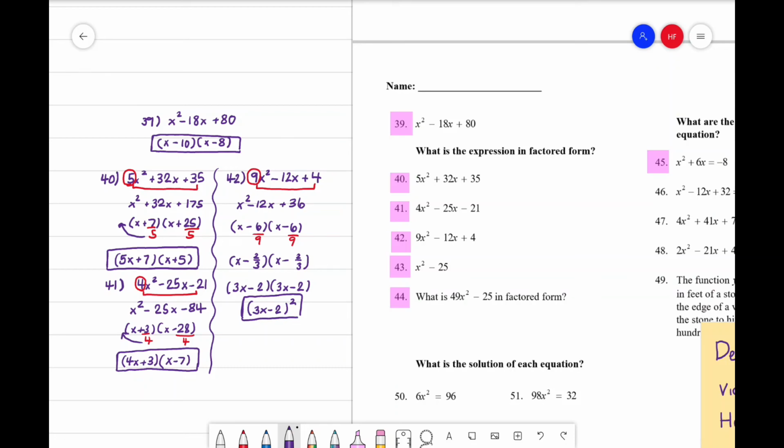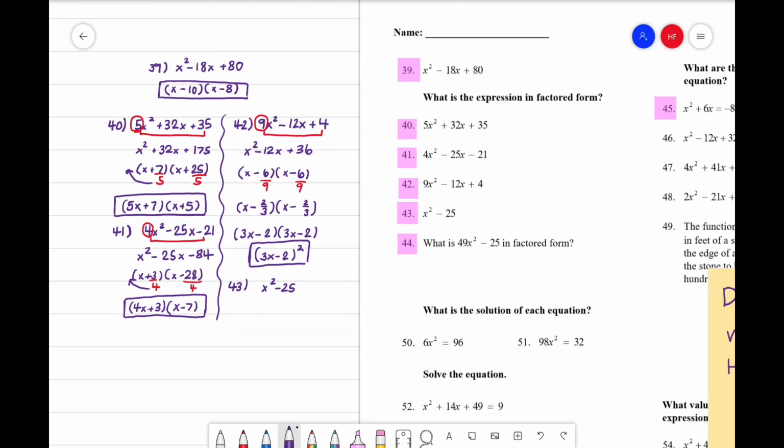43, x squared minus 25. I have two terms, which is my giveaway that this is most likely a special case. And I see that I'm subtracting a perfect square. So what is a special case? We've got the difference of two squares. So one will have a plus, one will have a minus. And the square root of that last number will go in both of those blanks. So x plus 5 times x minus 5.